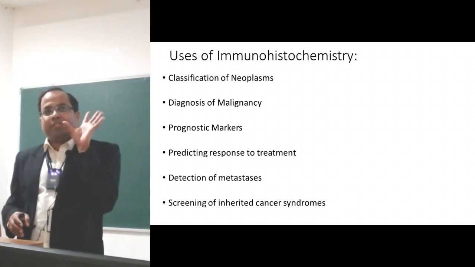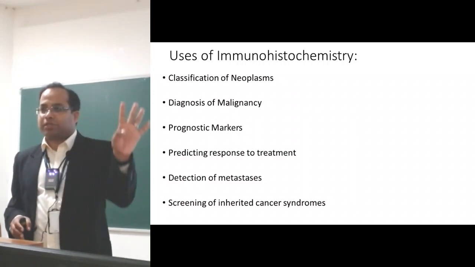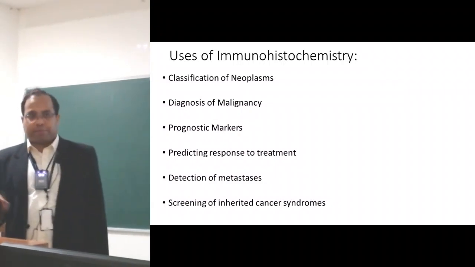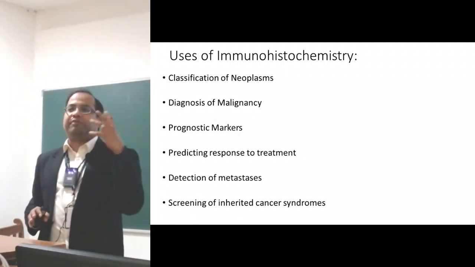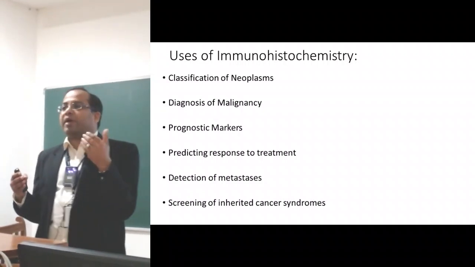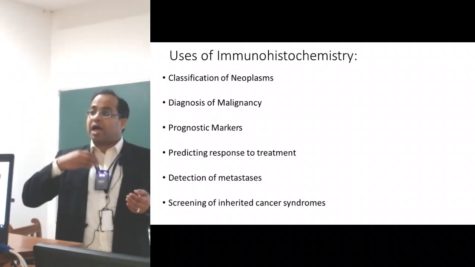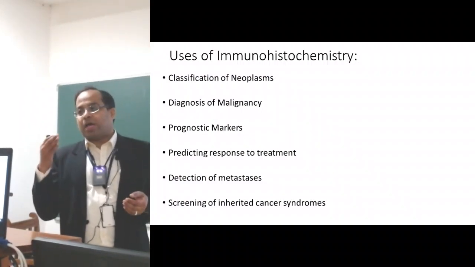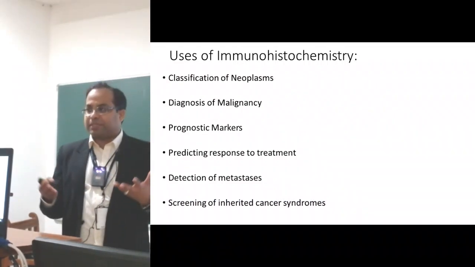Suppose a breast tumor is ER positive, the person will get tamoxifen. If the breast tumor is HER2-neu positive, then the person will get trastuzumab. If a lymphoma is highly proliferating, it's called diffuse large B-cell lymphoma, so we'll treat it with a different therapy. So we do a Ki-67 by immunohistochemistry to find out exactly how fast the tumor is proliferating. We have to manually count the cells, out of 100 cells, maybe 60% is proliferating or 80% is proliferating.